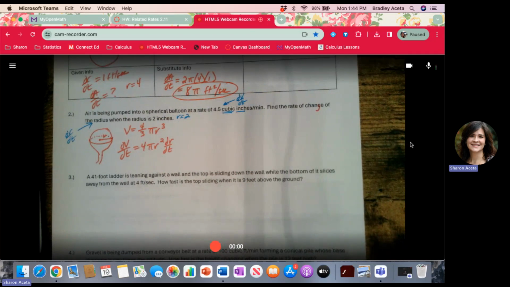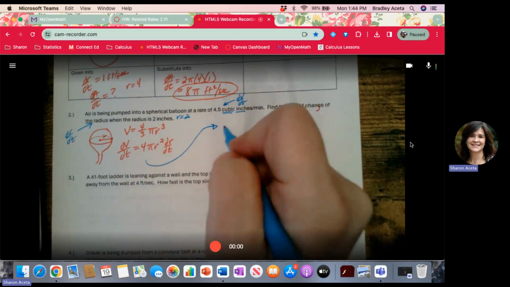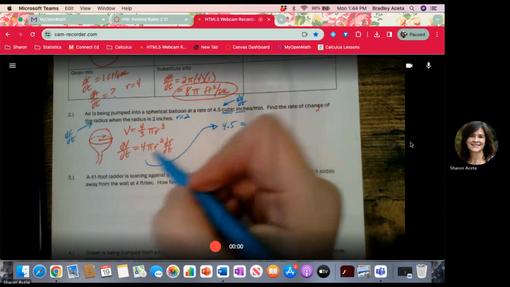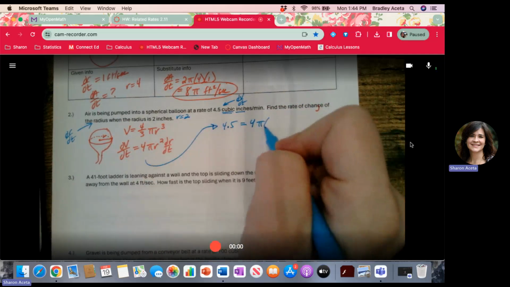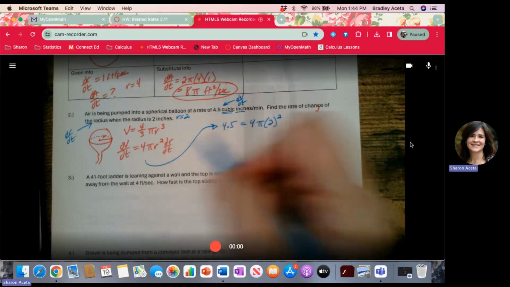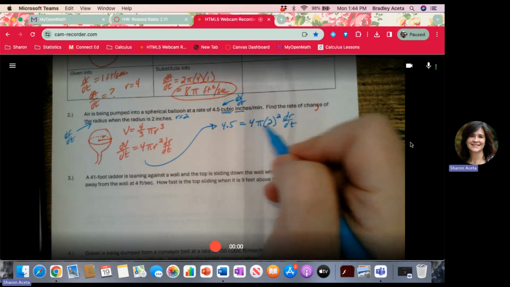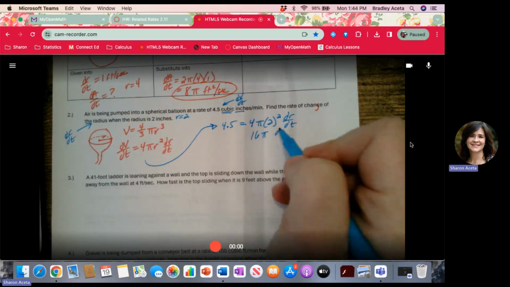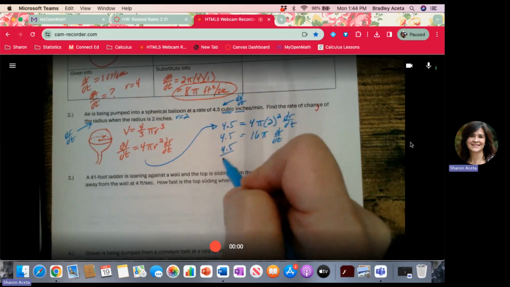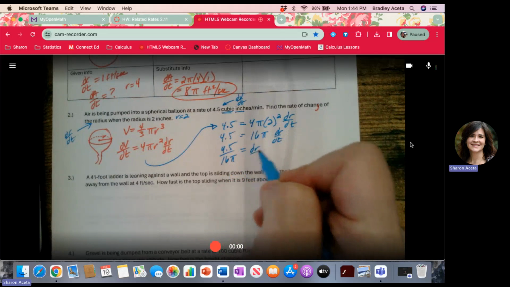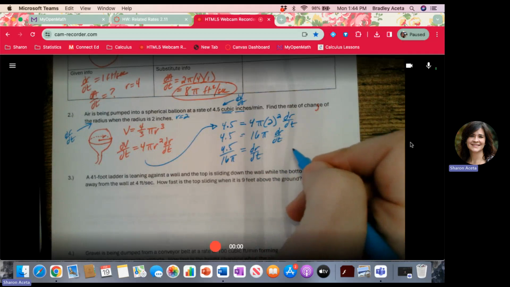So we're going to substitute these values in here. So let's see what we can do. dV/dt is 4.5 equals 4 pi. r is 2 inches, squared. And dr/dt is what we're finding. So this is going to be 16 pi. And we're going to just divide it over. So 4.5 divided by 16 pi is your answer. And we're talking about a radius, so the units would be inches per minute.